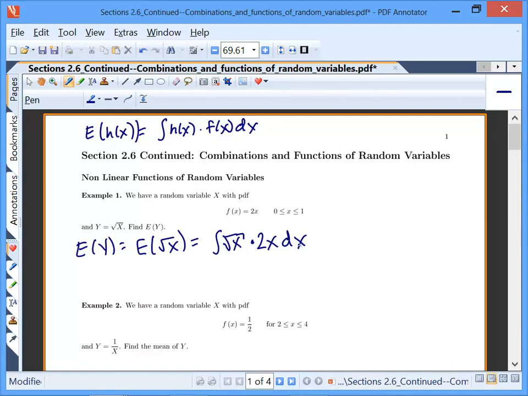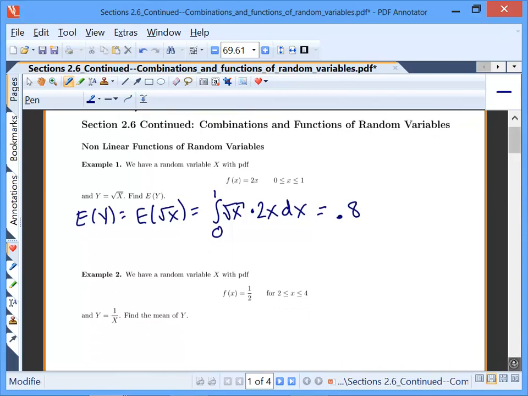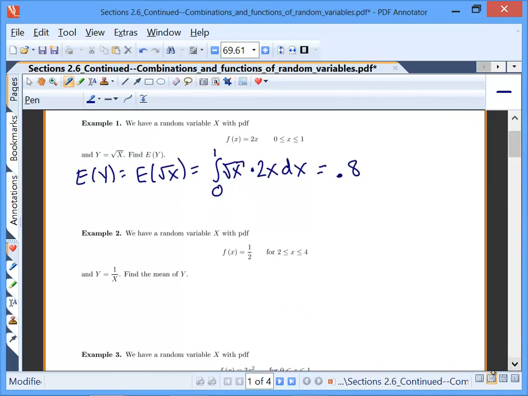What are my bounds to integrate here? I'm going from 0 to 1, so I'm integrating again the square root of x times the PDF, because I want the expected value for square root of x, so I just put the square root of x at the beginning. If I put this in my calculator, I get 0.8. And we're going to just go through these quickly so you see the pattern.